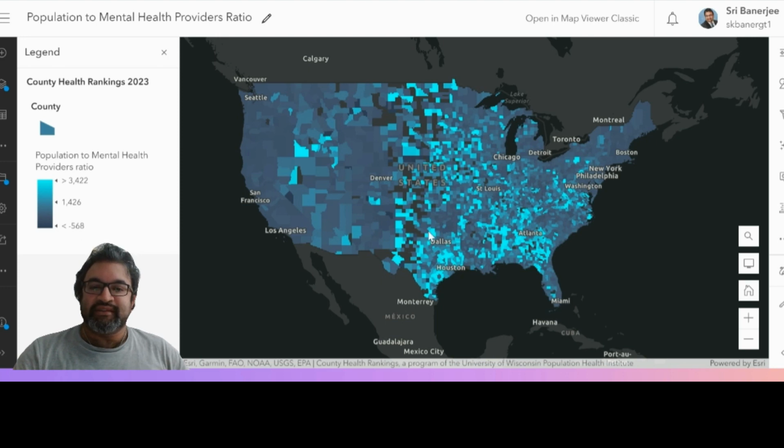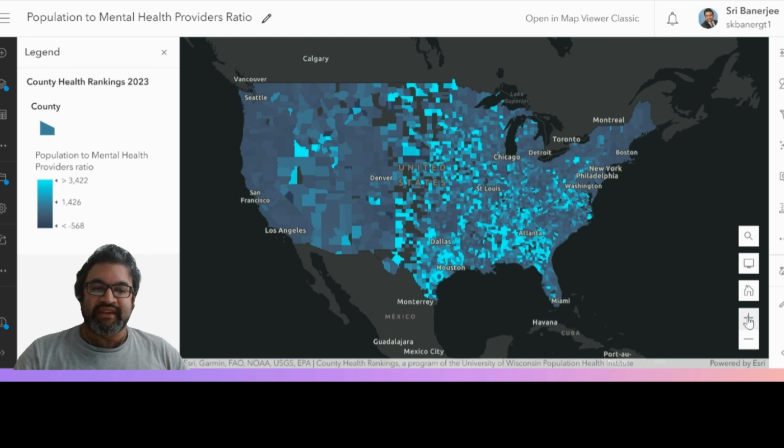So, all of the blue areas, the deeper blue areas or the blue gray areas, have mental health providers which match the population more closely. And what I did is I created a new menu item on the pop up to show you precisely what that ratio is in each county. So let's zoom in here.